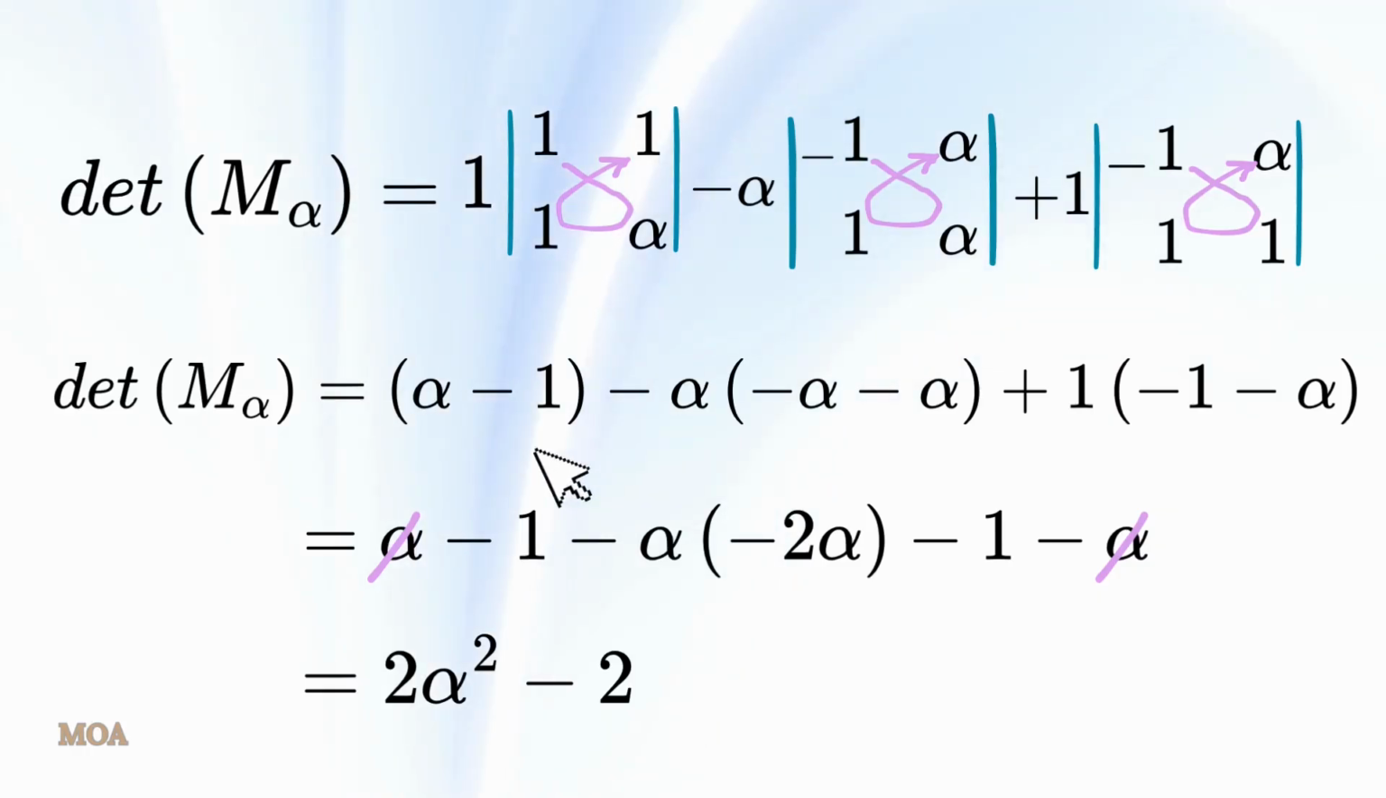So, the determinant of the matrix M sub alpha becomes alpha minus 1 minus alpha times the quantity negative alpha minus alpha plus 1 times the quantity -1 minus alpha. After canceling the positive alpha with negative alpha and summing the negative ones, we obtain the determinant of the matrix M sub alpha equals 2 alpha squared minus 2.